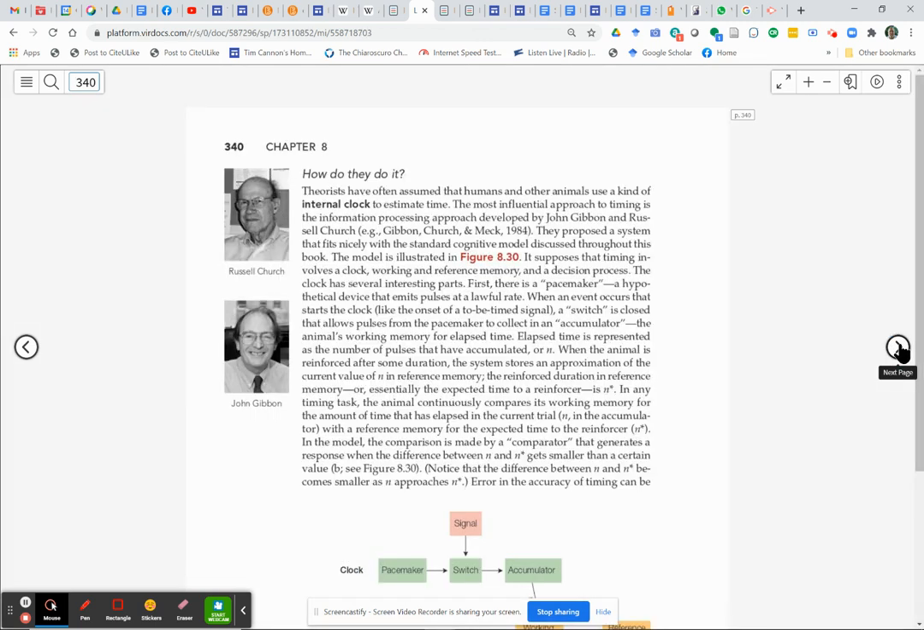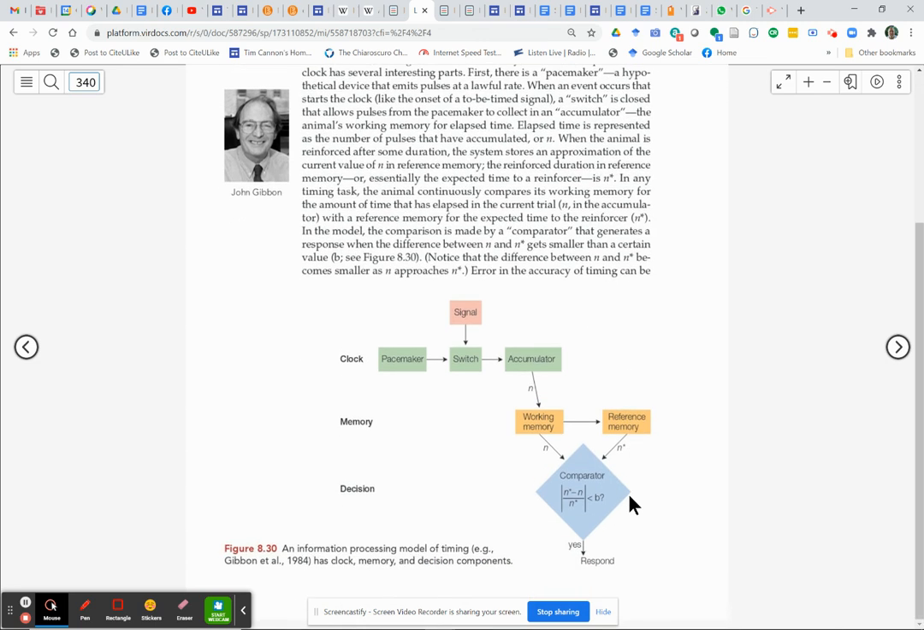And there's Church, who, as I said, was important to me. And early cognitive, not less so now, but it's still true, very influenced by computer programming. And if you've done any computer programming, you may recognize what's at the bottom of this page. So, they generated theories that turned into what looked like programs, and you have pacemakers and clocks and signals and accumulators and working memory and reference memory, and then a little bit of math and whether or not you respond.